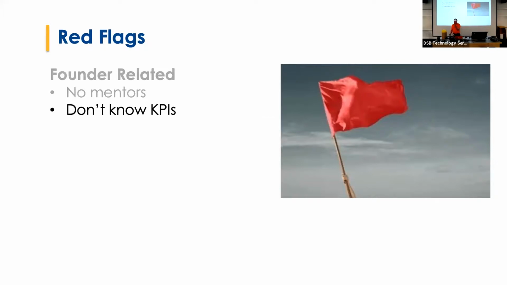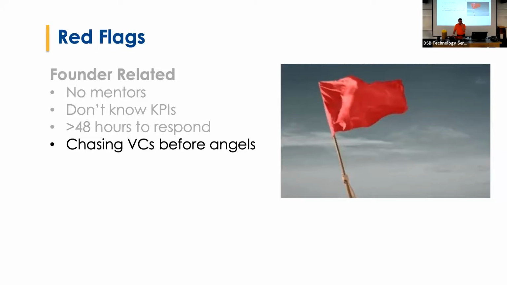If they don't know what are called key performance indicators, what are the 3 or 4 things that drive the vast majority of your business? How do you find a way to make sure that you know your key performance indicators? And if they email you, if you take too long to respond, that's also a big red flag. What's also a big red flag is chasing what are called VCs before angels. Does anybody in the room know what the difference between a venture capitalist and an angel is?